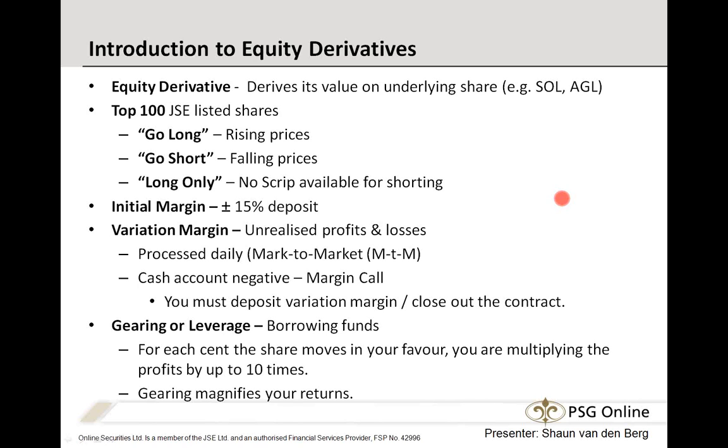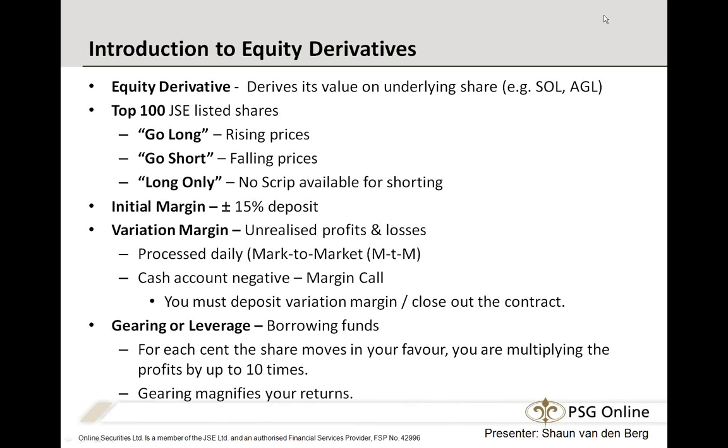What happens at PSG Online, we actually go into the market and we borrow the underlying shares, what we call scrip. We hold that as collateral. So some of these shares, there's not enough shares available in the market to do that. So that's why we have this thing long only. Now that's not from PSG Online. That's from our market maker, be it RMB or someone like that, or Macquarie. Okay, so just be aware when you look at that list that you want to go short, you won't be able to do that. That's what we mean by long only.